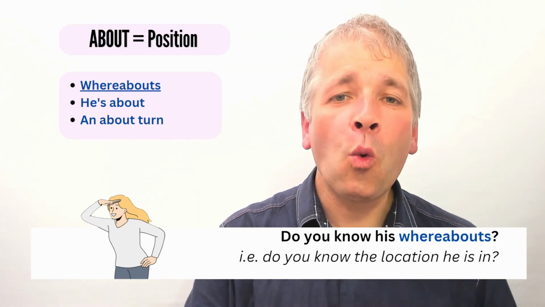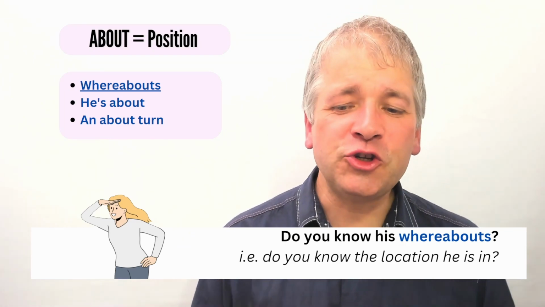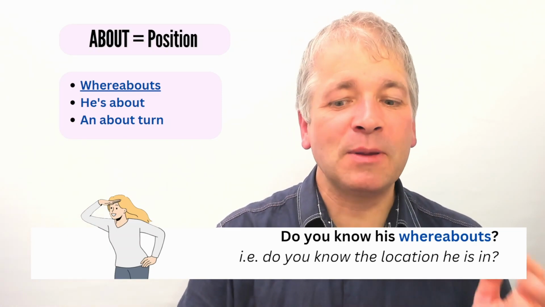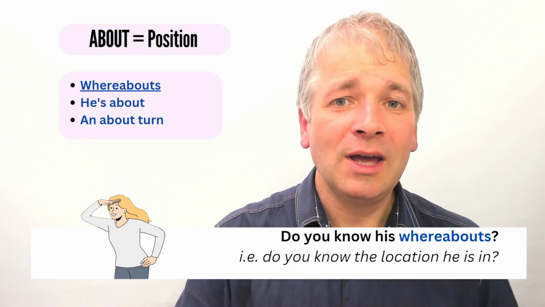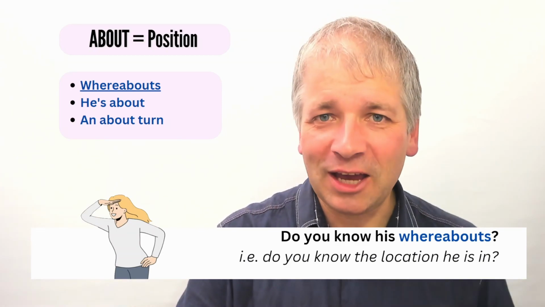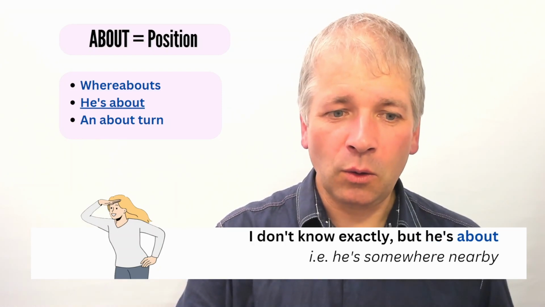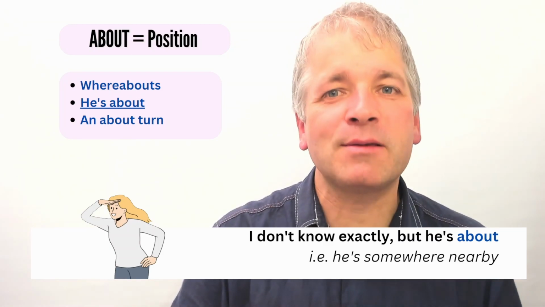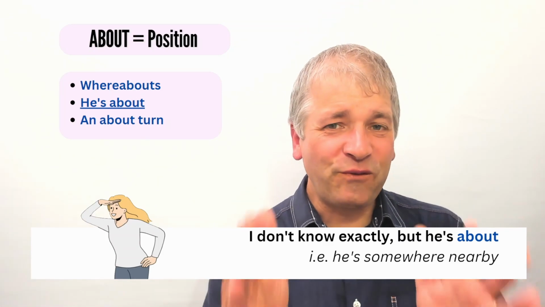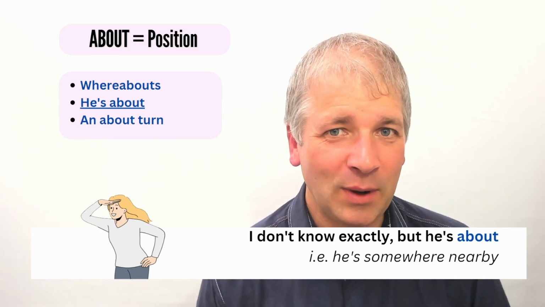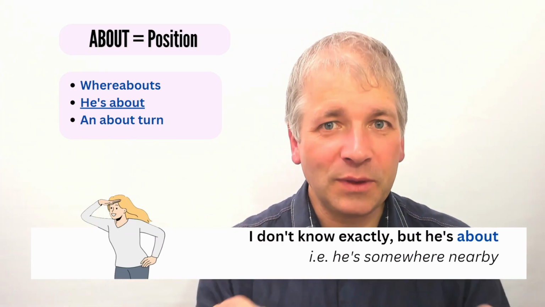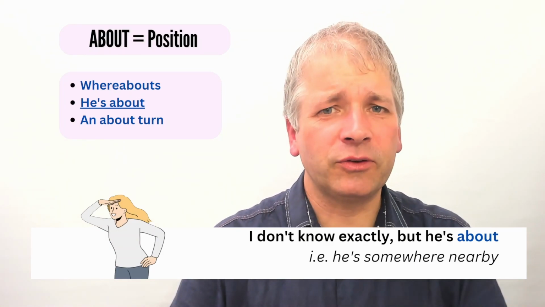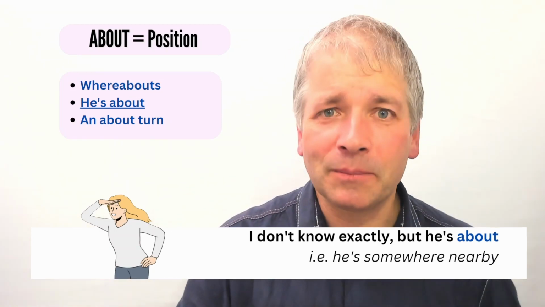So first of all, whereabouts. For example, do you know his whereabouts? And in this example, whereabouts simply means do you know the location he is in? Whereabouts, the location he is in. Also, you can say he's about, or she's about, or it's about. And when it finishes the sentence, so when it's intransitive, it means he's somewhere nearby or she's somewhere nearby. He's about. He's somewhere near here.